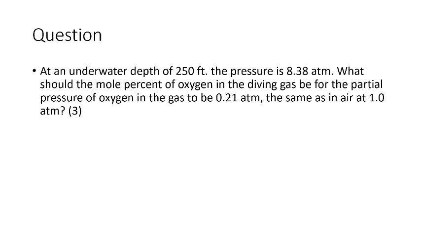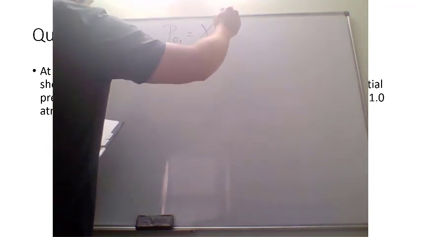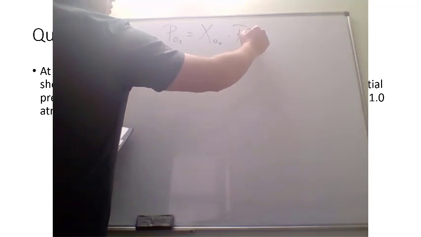Next, at an underwater depth of 250 feet, the pressure is 8.38 atmospheres. What should the mole percentage of oxygen in diving gas be for the partial pressure of oxygen in the gas to be 0.21 atmospheres, the same as in air at 1.0 atmospheres? Okay, so for this, we're going to again be using our mole fraction partial pressures equation. So we're going to talk about the partial pressure of oxygen is equal to the mole fraction of oxygen times the total pressure.